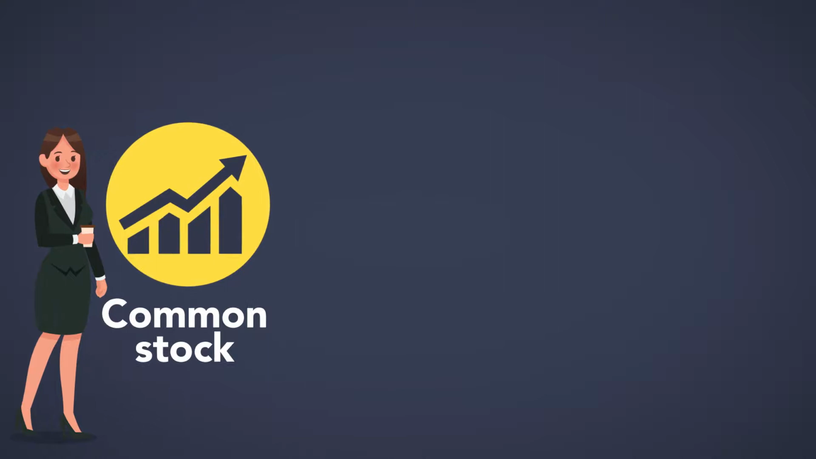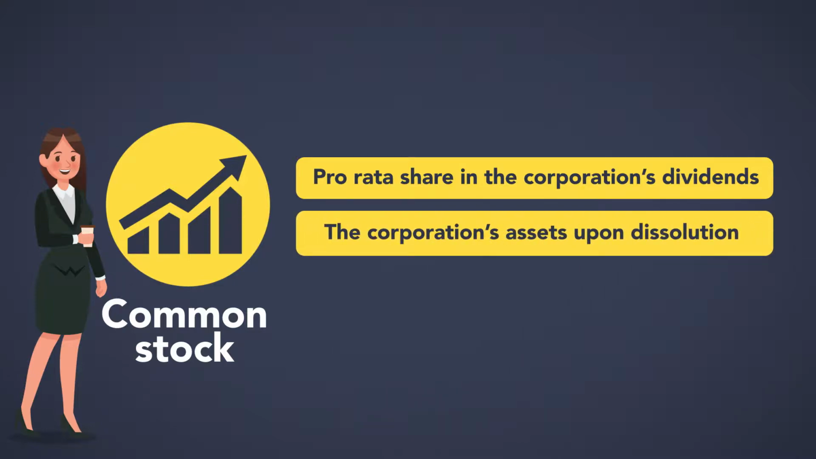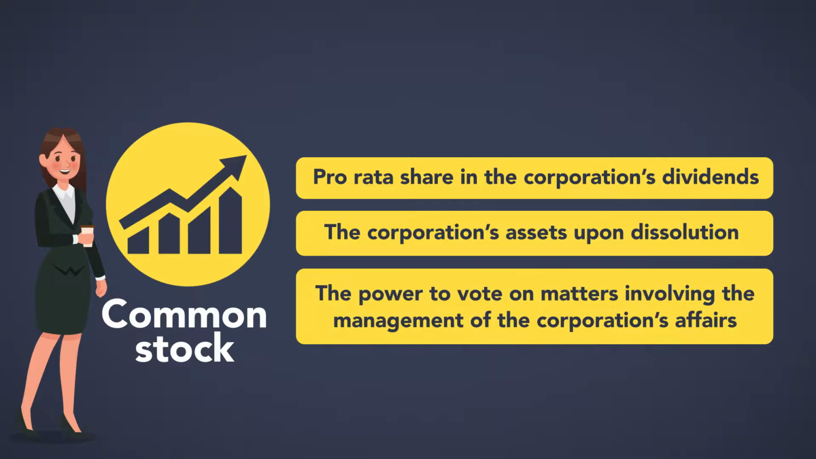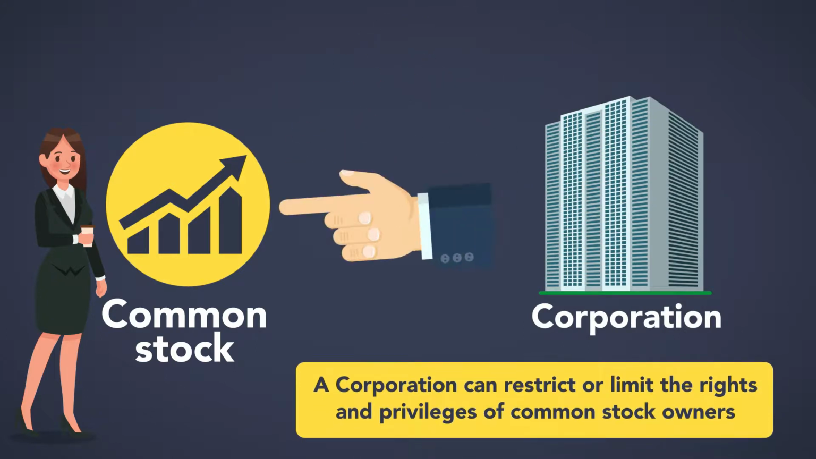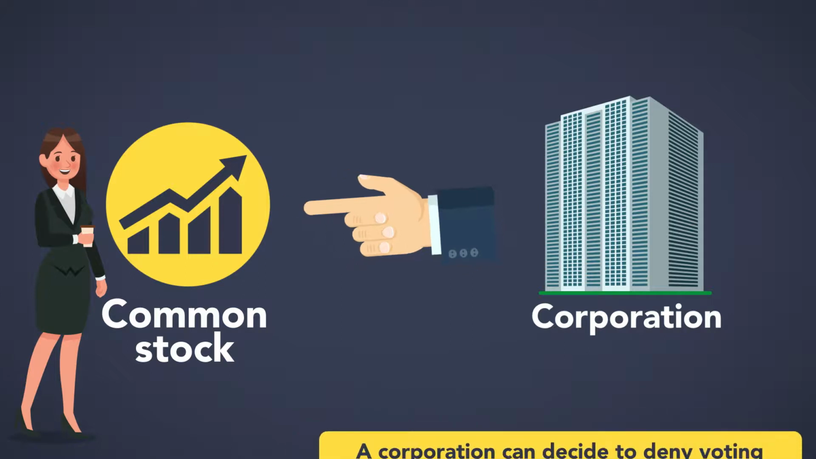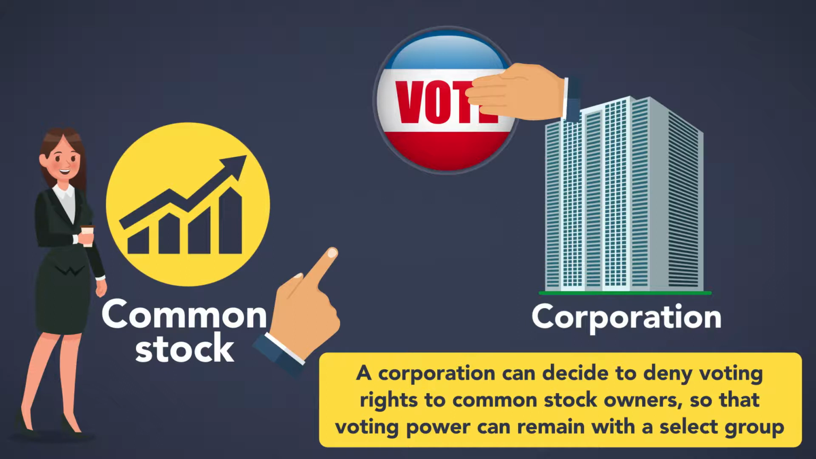Owners of common stock are entitled to enjoy basic rights and privileges such as a pro rata share in the corporation's dividends, the corporation's assets upon dissolution, and the power to vote on matters involving the management of the corporation's affairs. However, a corporation can restrict or limit the rights and privileges of common stock owners. For example, a corporation can decide to deny voting rights to common stock owners so that voting power can remain concentrated with a certain group of stockholders.